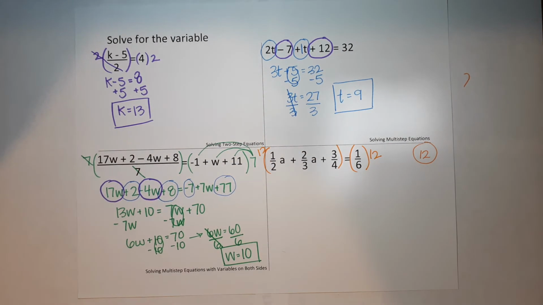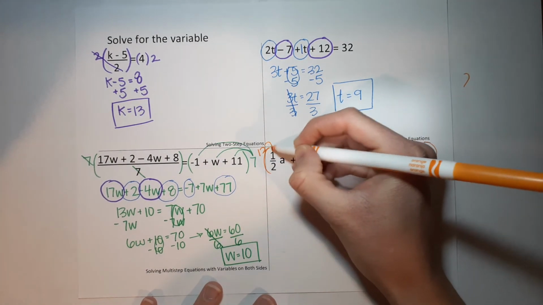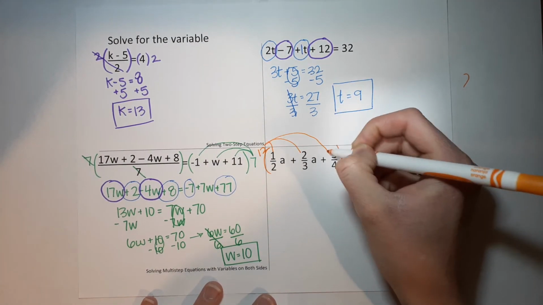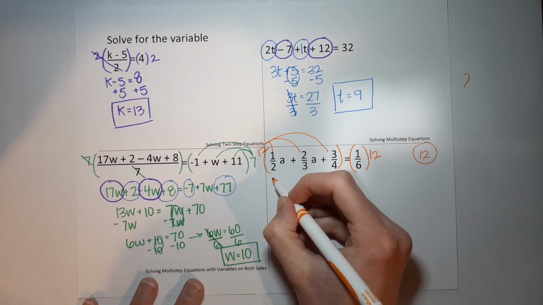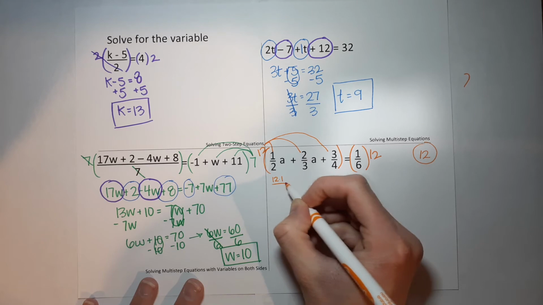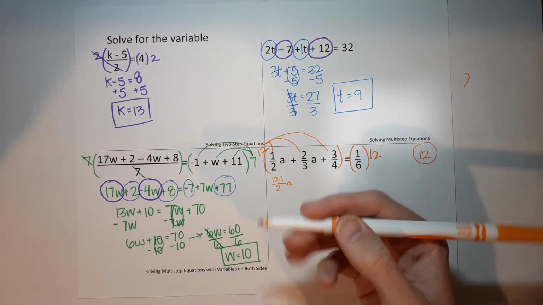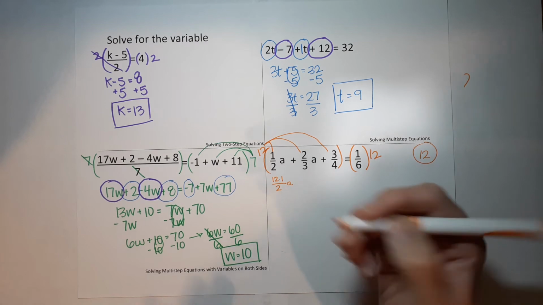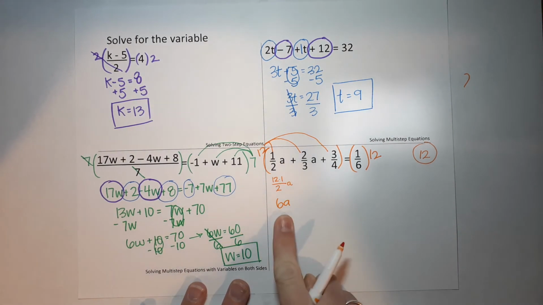Okay? Now, this 12 gets multiplied to each of these, right? So this is going to be 12 times 1 over 2a, right? Or just 12 over 2. Which, what does 12 over 2 simplify to? Oh, 6. Oh, so look, now that's just 6a.